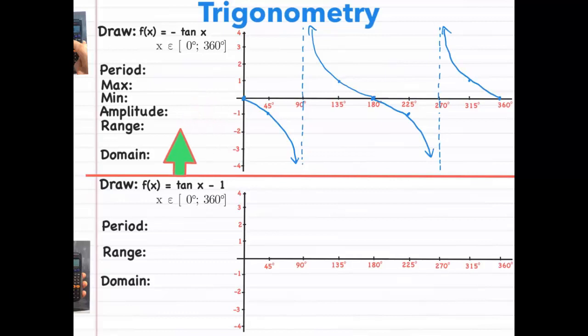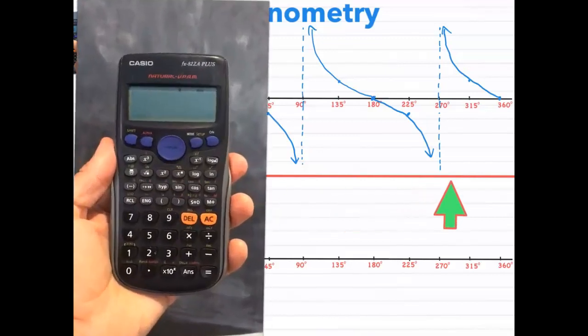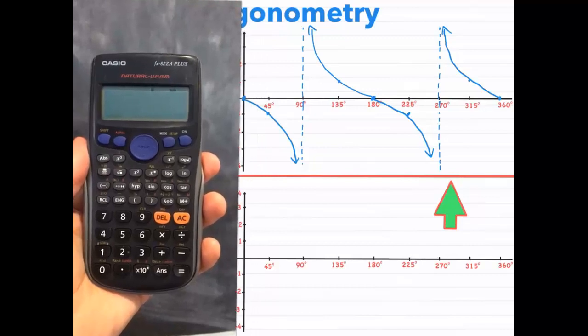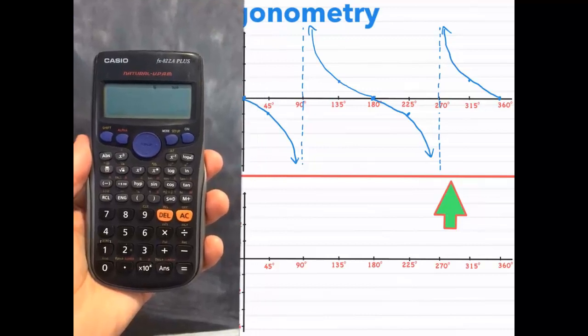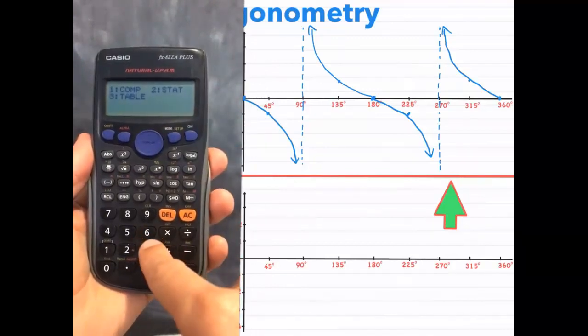Excellent, right? Okay, so how about the next function? We want to draw tangent x minus 1. So it's a normal function that moved one place down. And again, we are going to need our calculator for that. And we want to draw it again from 0 to 360. So here we go.